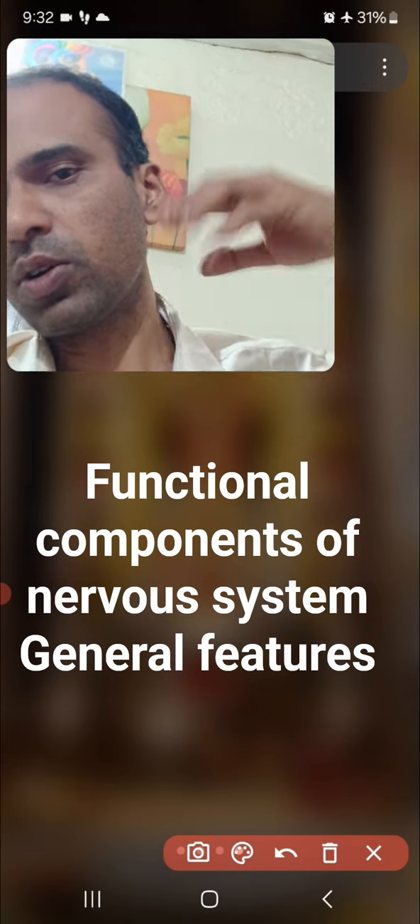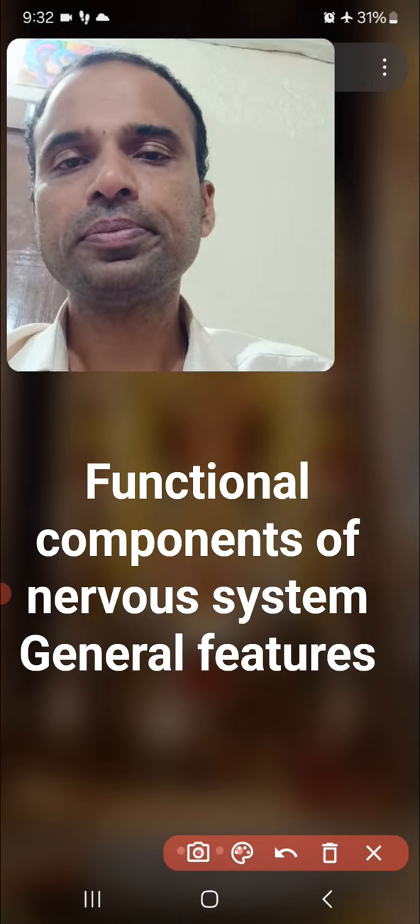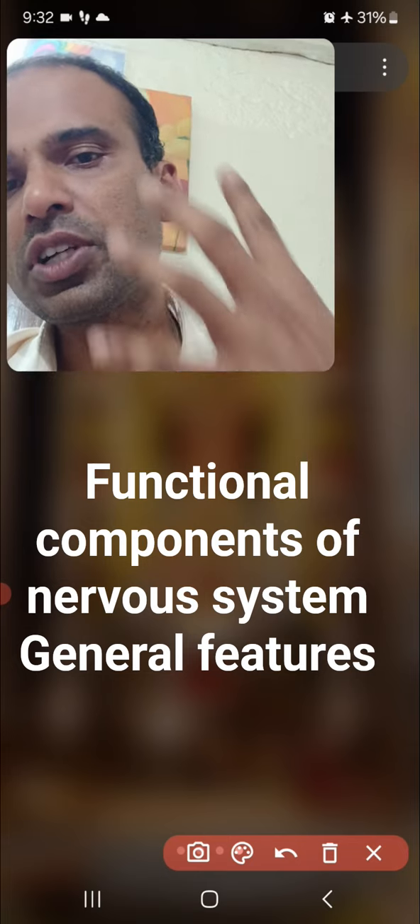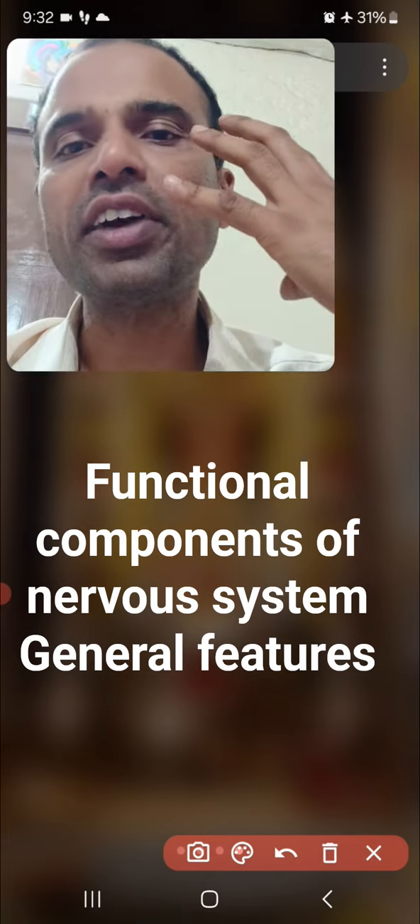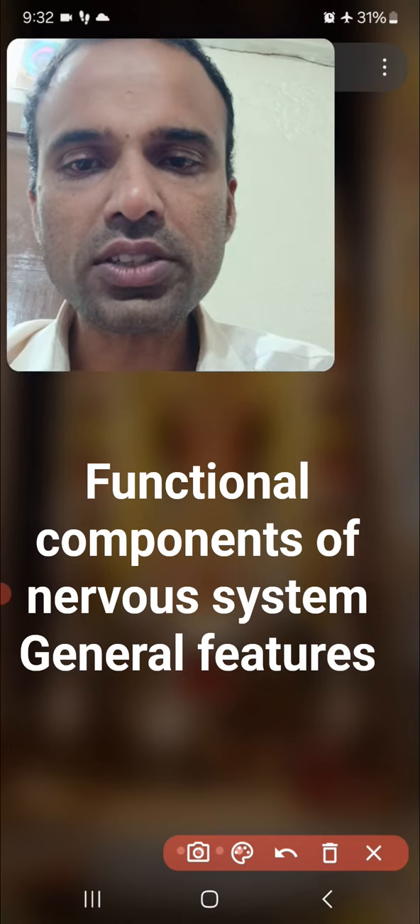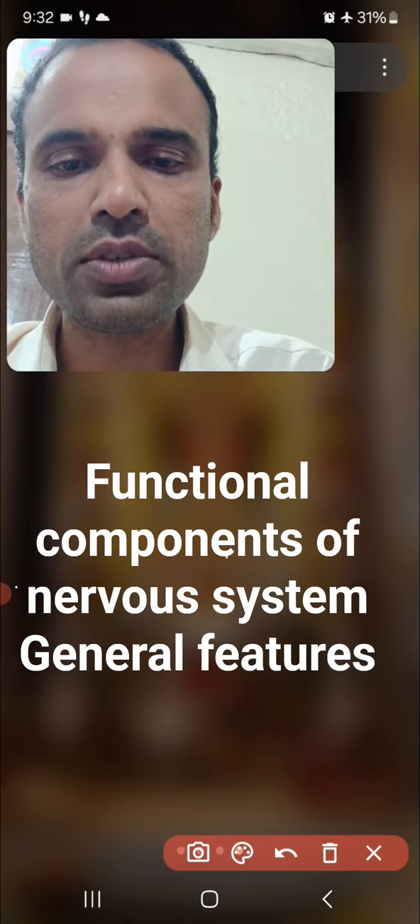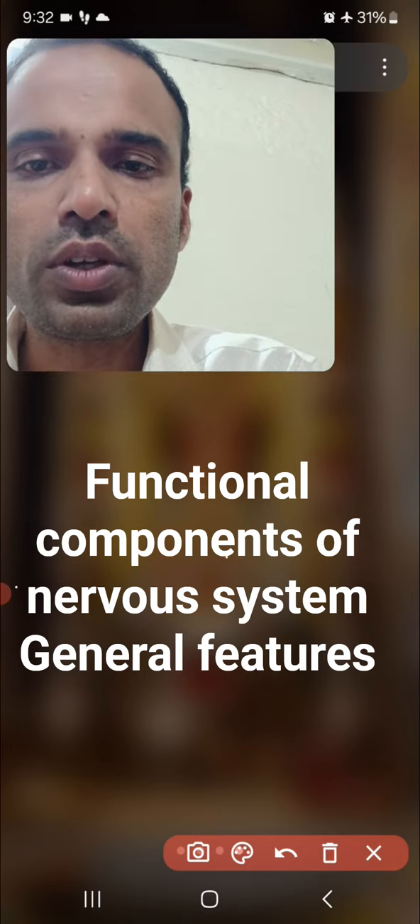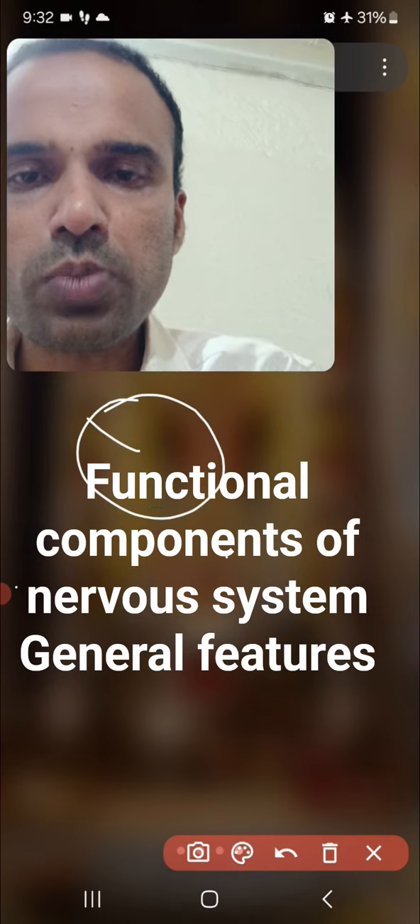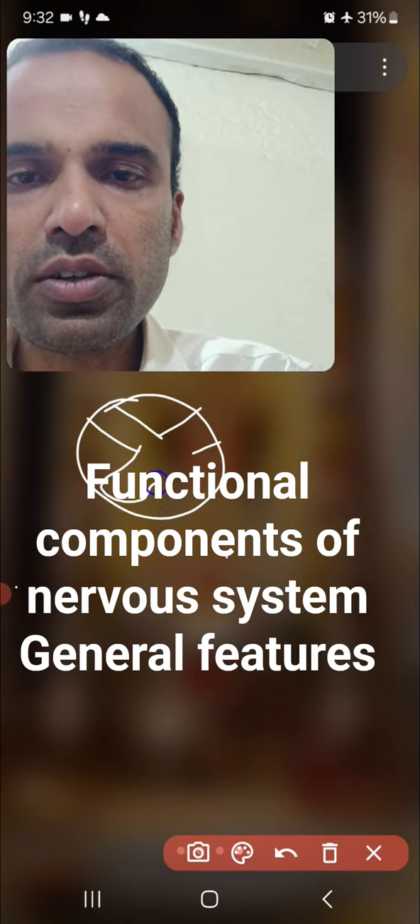From the brain and spinal cord, what goes out is called efferent. What information comes to the brain and spinal cord will be called as afferent. So, once you understand the efferent and afferent, then subsequent things become easy for you. So in the brain and spinal cord, for example, this is a spinal cord. We'll first understand spinal cord today. Tomorrow we'll see the brain.